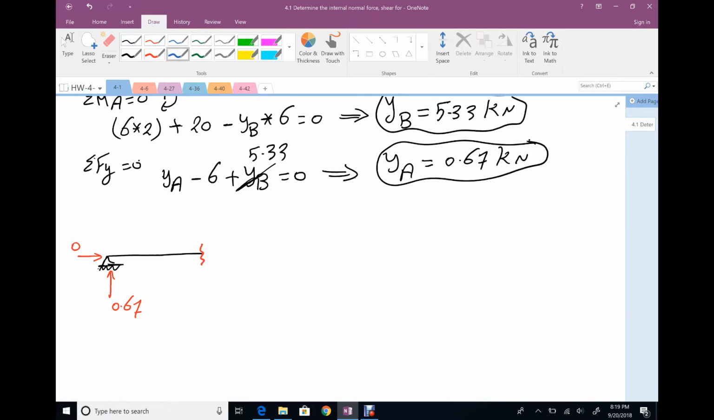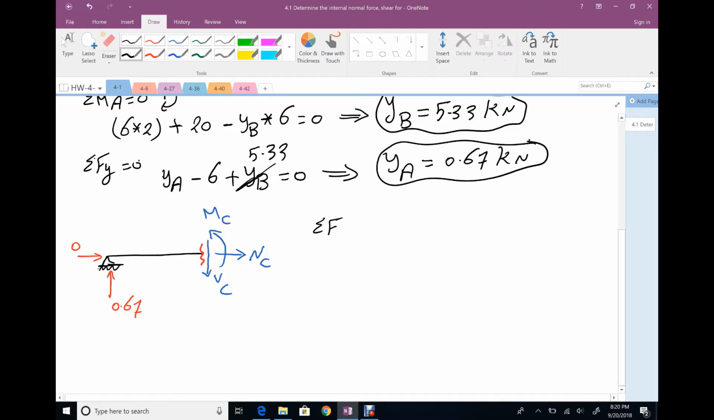At your section, we will assume the internal forces, normal, shear, and moment, in the positive direction. Positive direction for normal is tension, N at C. For shear, make this member rotate clockwise, so VC. Your moment makes your member smile, so MC. Then you need to reapply your equilibrium equations for this part.